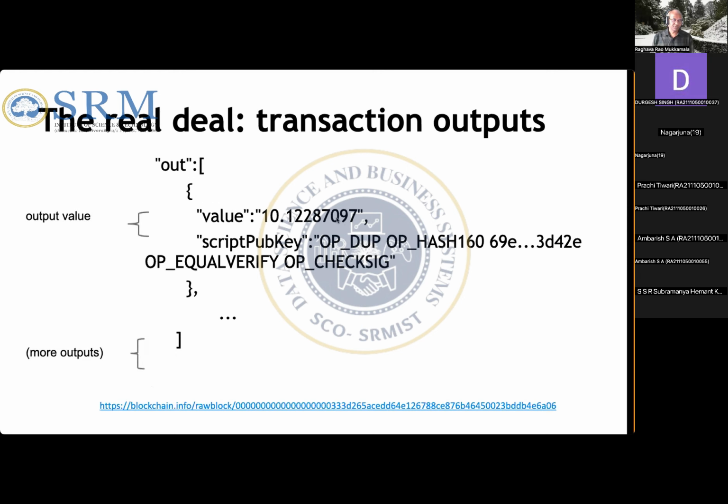So here we have the output value, the number of coins we are creating. We are saying that it's 10.12228 Bitcoins we are creating.